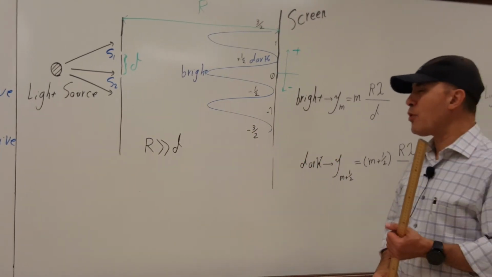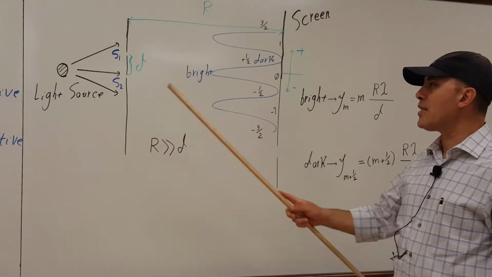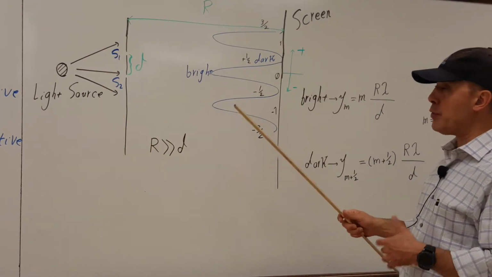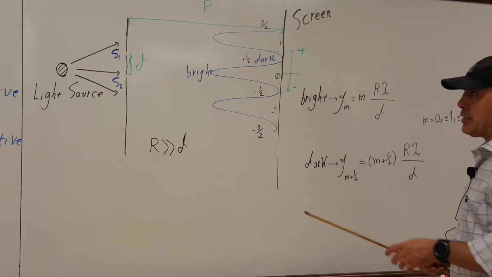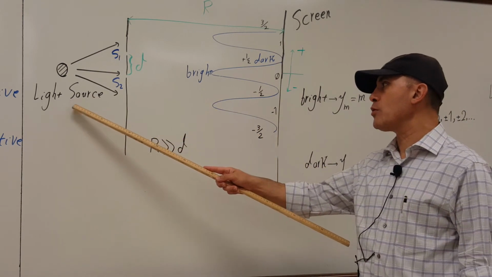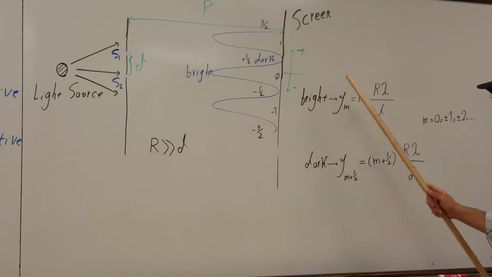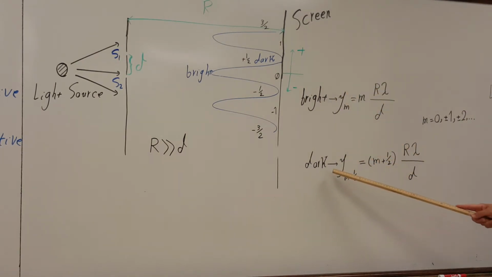The thing that is important, which I didn't mention, is that the light source should be monochromatic. You can use broadband, but if you use broadband, you see many fringes here. So it's better at the beginning to use monochromatic light. And then this one is the formula for the dark fringes.